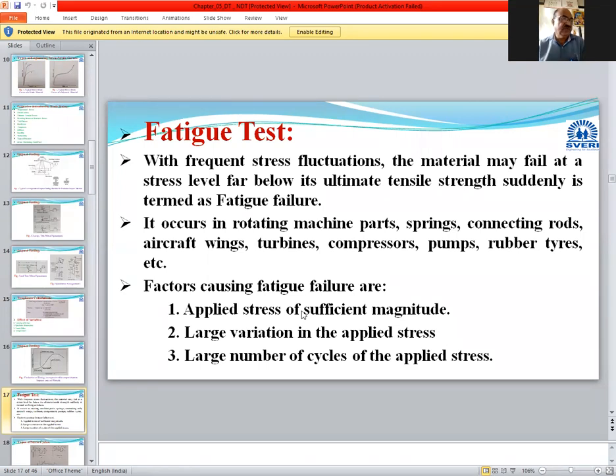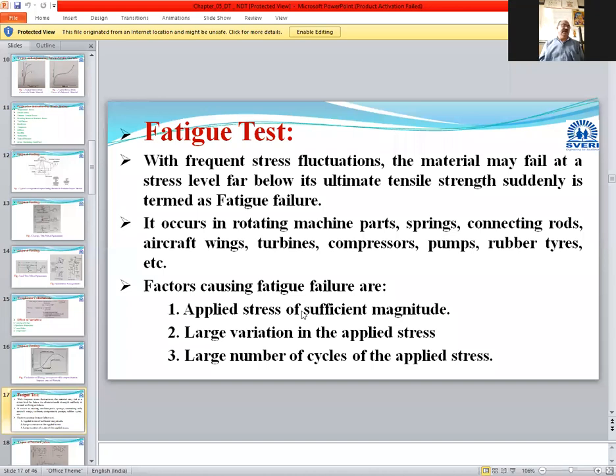Repeated loads are there. If a rotating part is there, a stress is induced. Because of this induced stress, one stage will come where the component may fail. This is called fatigue failure. So with frequent stress fluctuation, a material may fail at a stress level below its ultimate tensile strength. It is called fatigue failure.